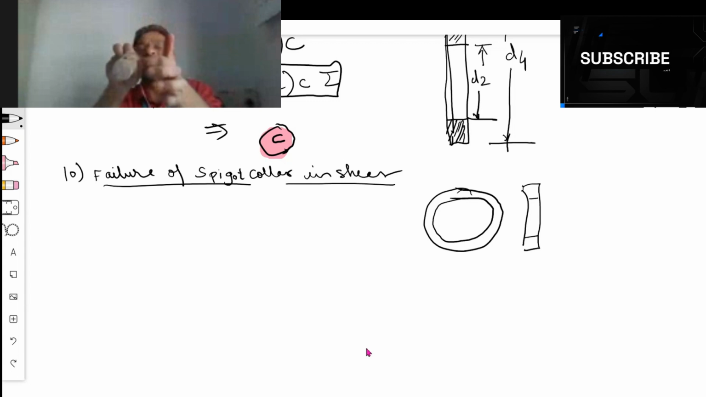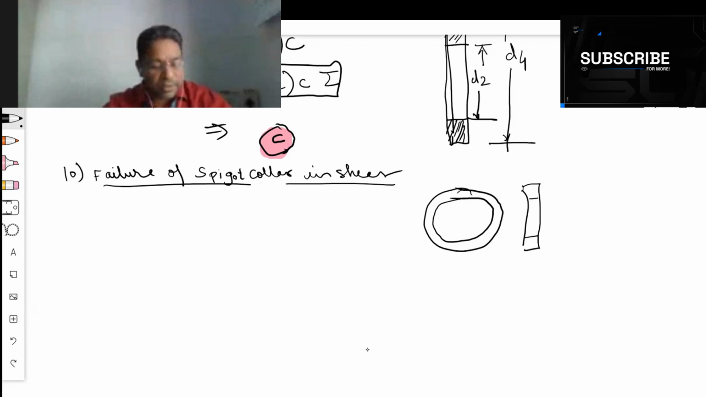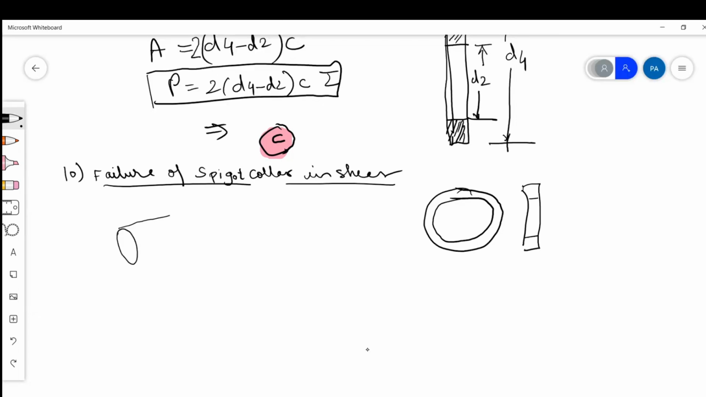And when it comes out, how will it appear? Just see this. This is the spigot, and on this spigot we have this spigot collar, and this is the rod. Because of the force exerted on the spigot collar, it may happen that it comes out, and when it comes out, how will it be visible to us? Like this, and there is a rod.